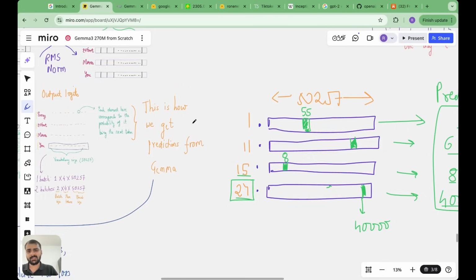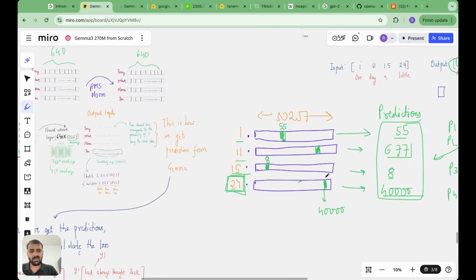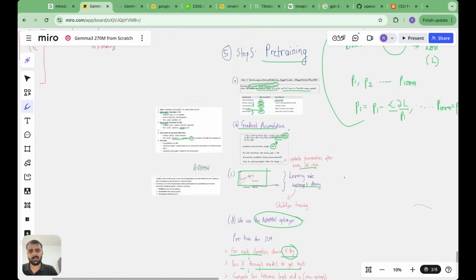So, for example, if this is the input, every effort moves you, during inference, if you want to predict the next token, you don't want to see what's the next token which comes after every effort and moves. You only want to see the next token which comes after you. So you take a look at its output logits vector and take a look at the index which corresponds to the highest probability. That's our next token.